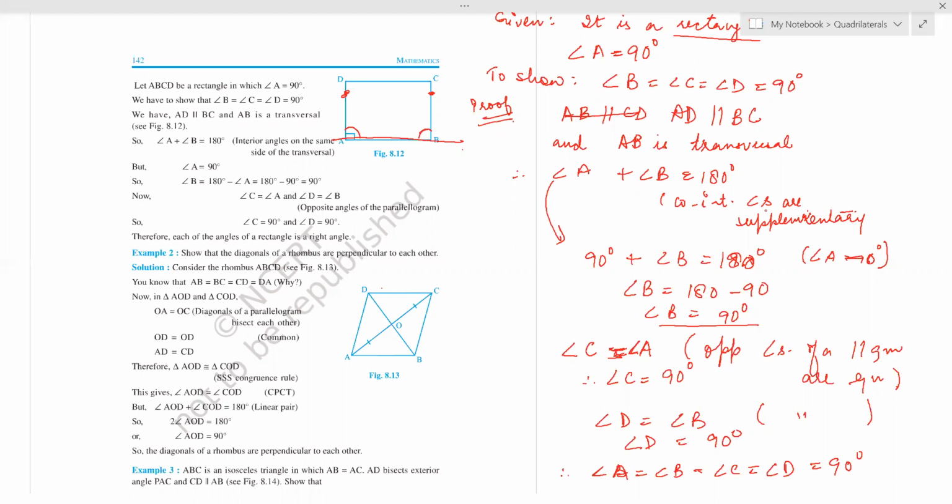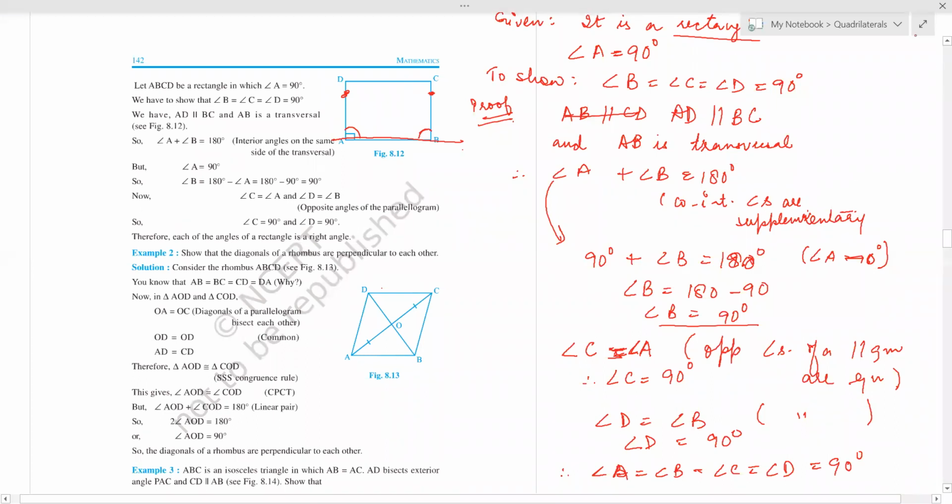Ma'am, NCERT. Only NCERT? Yes, ma'am. Do they ask you to practice some other books also, like questions from some other books? No, ma'am. Okay, fine. Then NCERT you can do. It doesn't have too many questions, right? Please practice every question well.